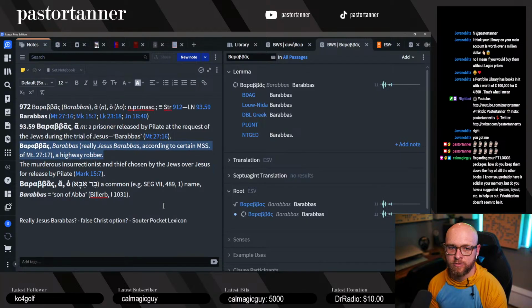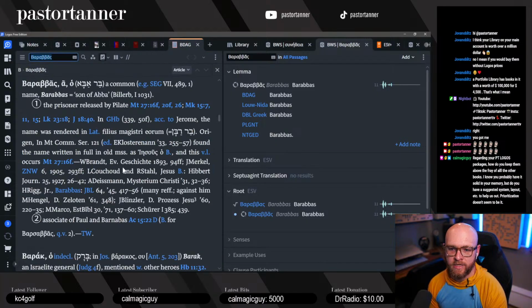This note is from the Souder's Pocket Lexicon. BDAG goes more in depth, all right? Found the name written in full in an old manuscript. So that is fascinating, okay? And then you just got some more background here. Many references against him, etc.